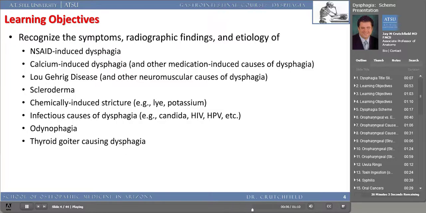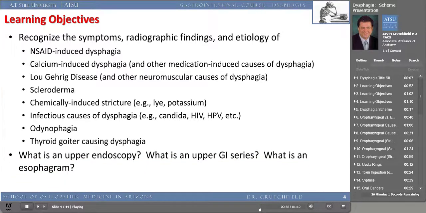And in addition, we'll discuss what an upper endoscopy is, i.e. an EGD. We'll talk about an upper GI series, an esophagram, a barium cookie swallow, and why a speech pathologist would be important to add to the consultation.